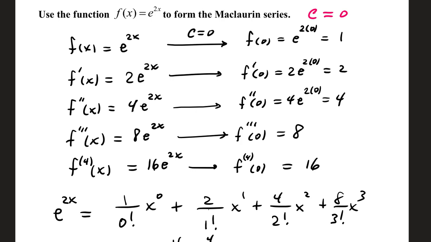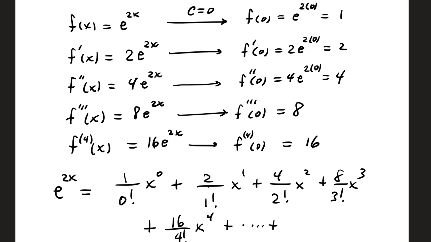I'm going to scroll up just a bit. Here we go. 2 over 1 factorial x to the first, 4 over 2 factorial x squared, 8 over 3 factorial x cubed, and finally 16 over 4 factorial x to the 4th. Now, none of these are going to go to 0, so absolutely every term is going to get counted when we try to write this as an infinite series.